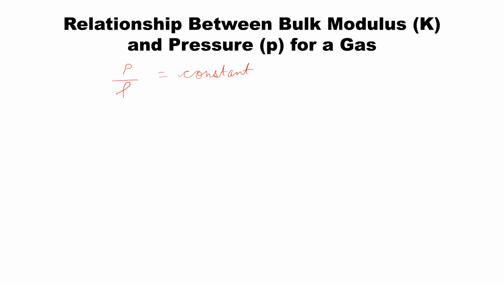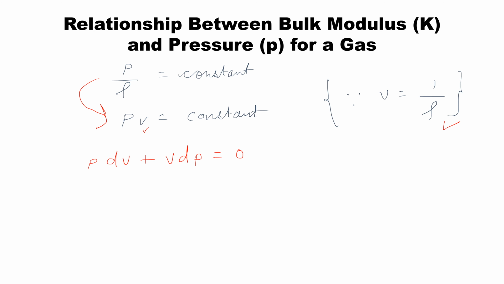Now since we know P divided by rho, that is density, is equal to constant, we can write PV is equal to constant. Why? Because here V is our specific volume, it is small v. So small v, that is specific volume, is the inverse of density. So we can rewrite this equation as this equation. Differentiating it, we will get P dV plus V dP is equal to 0. And we can rewrite this as P dV is equal to minus V dP. And from here we can find the value of pressure as minus V dP by dV.